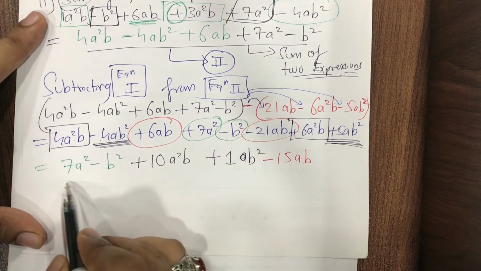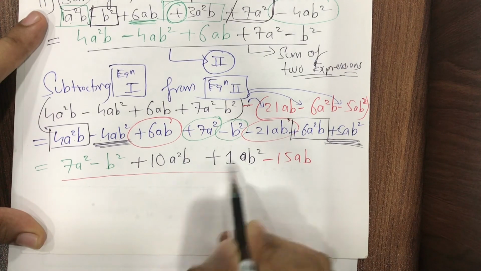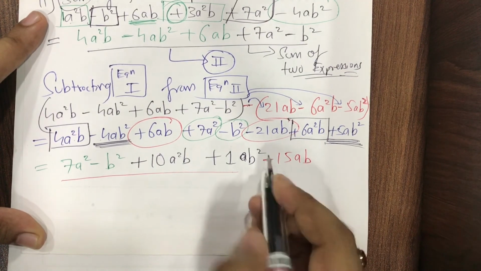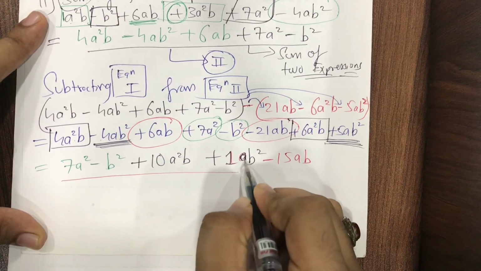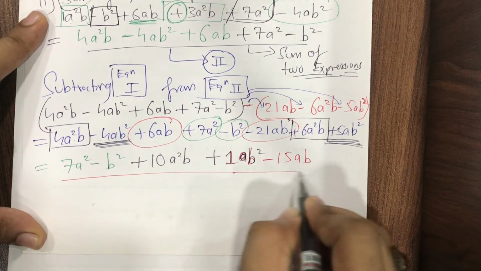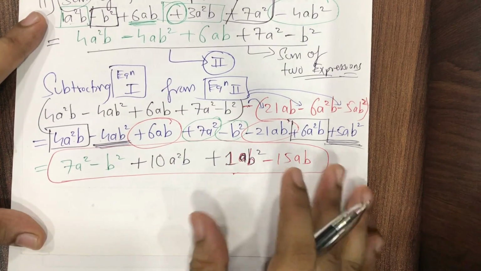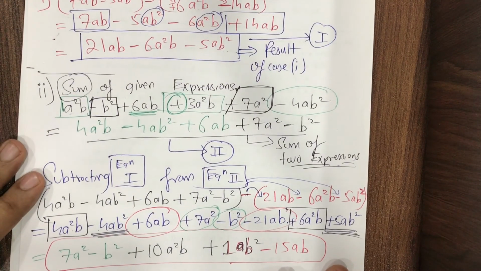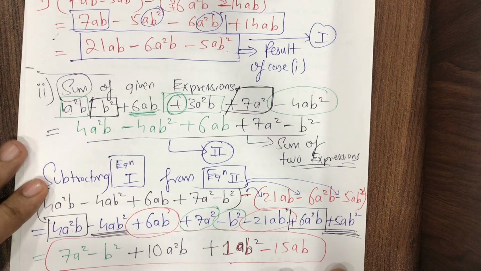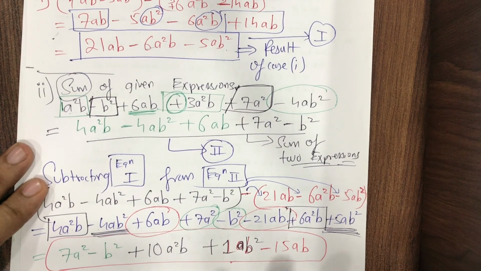So 7a square minus b square plus 10a square b plus 1ab square minus 15ab. This is our answer, students. It was a good sum, students. I'll request you, please pause the video and do it by yourself. A very important question.